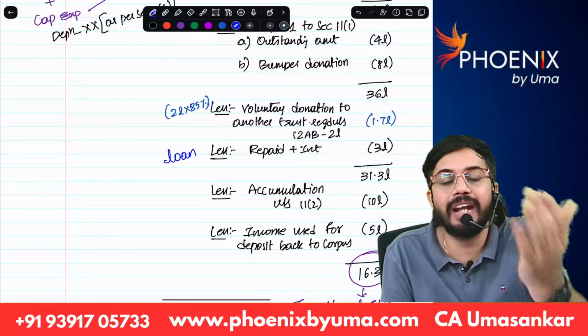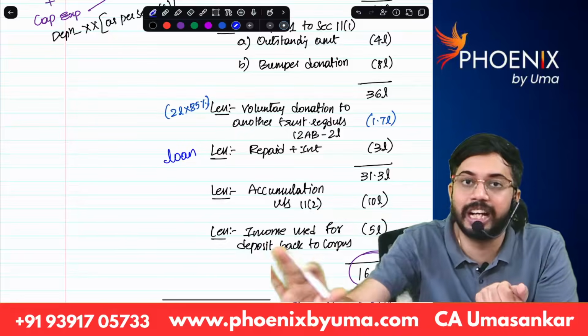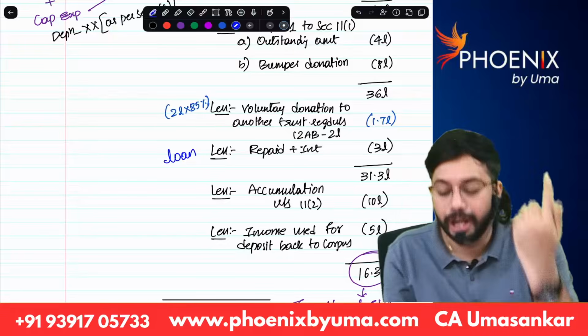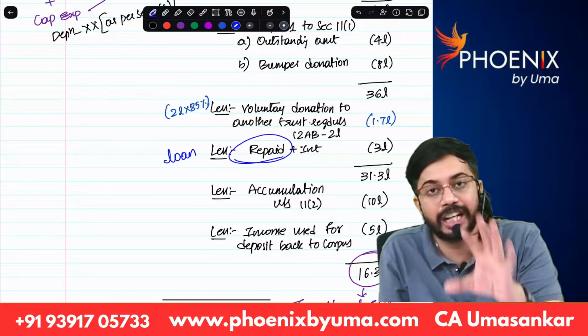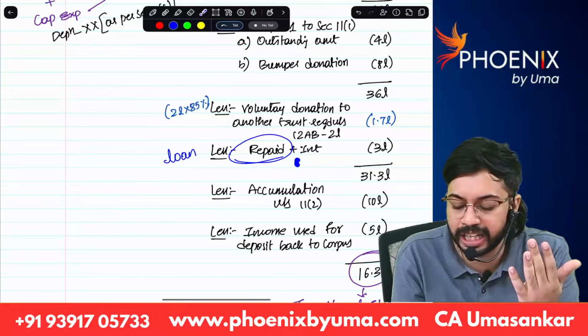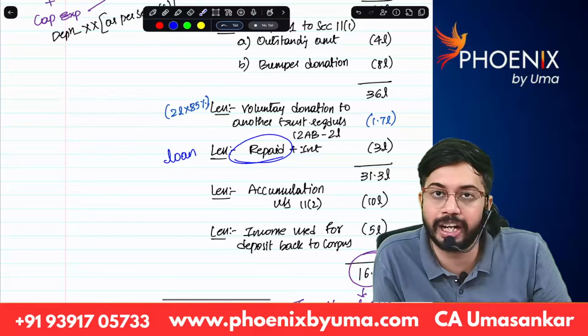That's why, whenever a loan is taken by a trust and expenditure is incurred, it is not allowed as deduction. Whenever this loan is repaid, in the year of repayment, the loan repaid is allowed as deduction. Along with repayment, if any interest is paid, even interest is also treated as applied. Interest is also allowed as expenditure. Are you able to understand?